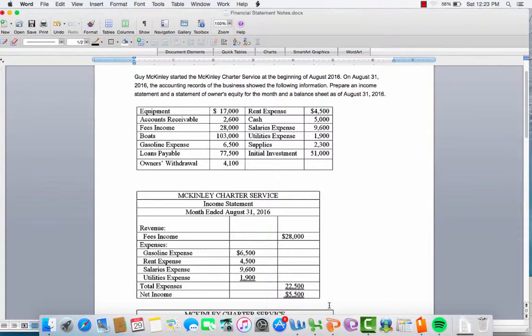So this $5,500, all we're doing, again, just taking our income, or rather our revenue, the $28,000, subtracting out all of our expenses, $22,500 is the total number of our expenses, and the difference between those two is $5,500. So that was the profit for the company for this month. So that takes care of the income statement.